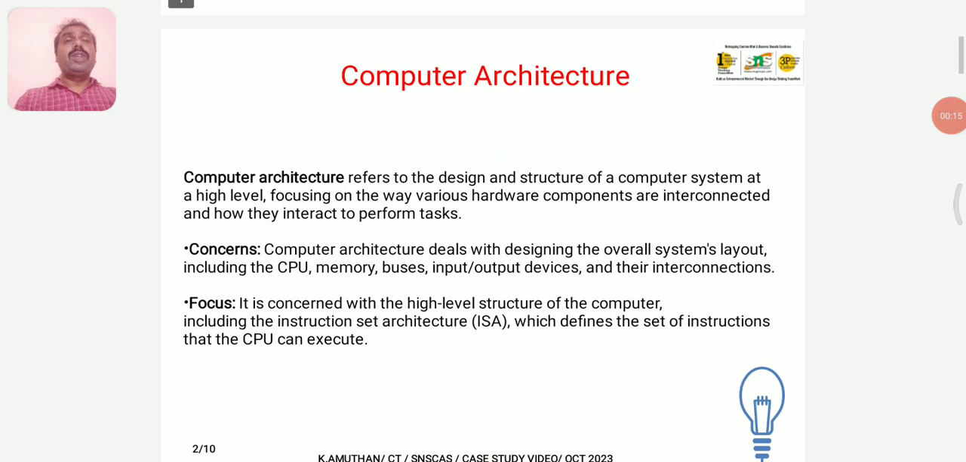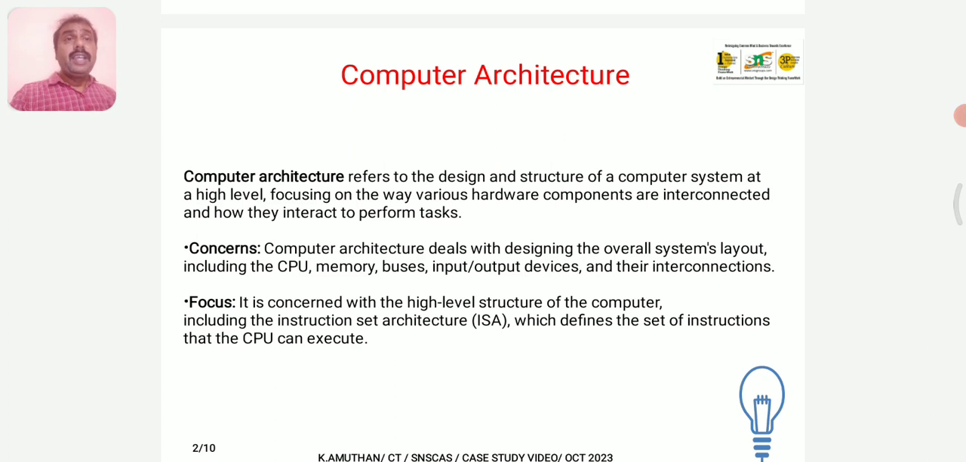So, what is computer organization? Computer architecture refers to the design of the structure of a computer at a high level, focusing on how the various hardware components are interconnected. It deals with designing overall systems, including the CPU, memory, buses, input and output devices, and other interconnections. How the parts are interconnected together.